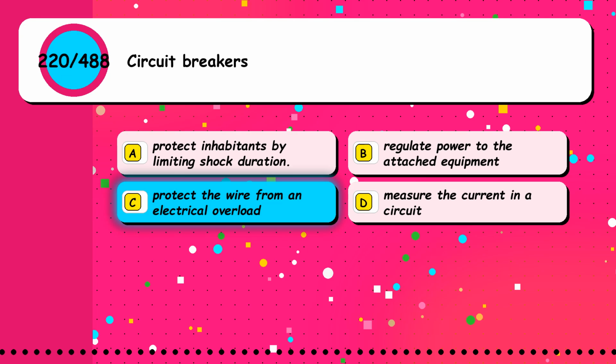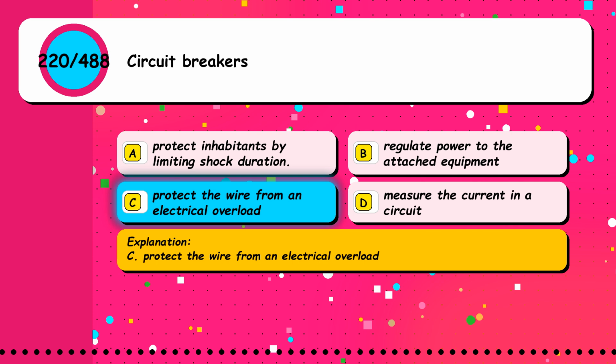The correct answer is option C, protect the wire from an electrical overload.